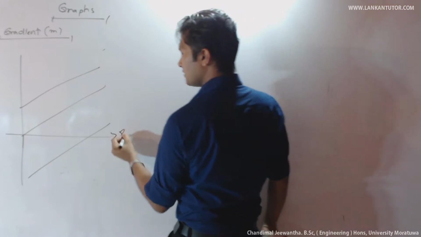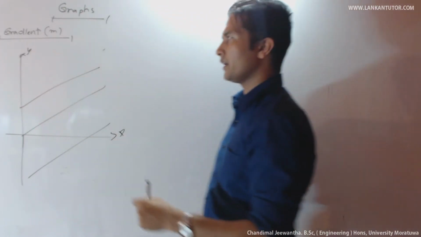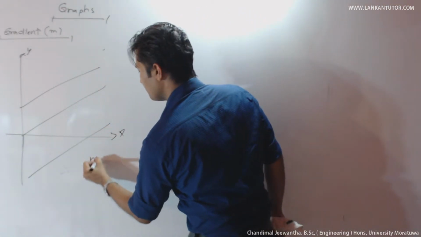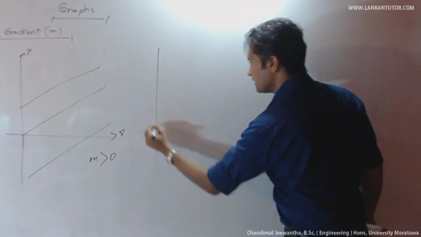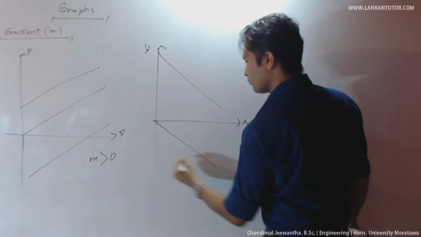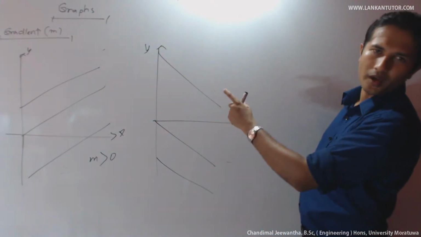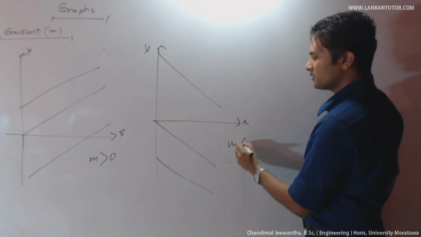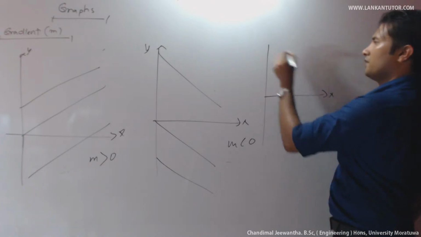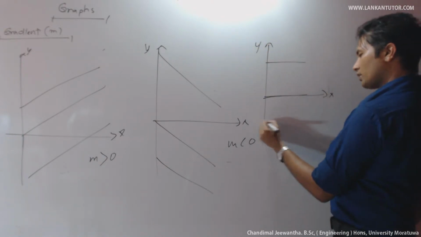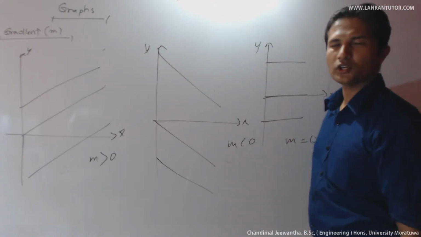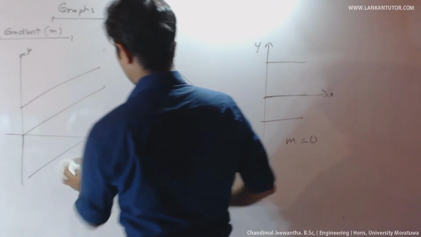So all these get the positive gradient because the y value increases with x. So m is positive. Considering the next instance, just like this, what happens here, that is y value decreases with x, which means gradient is negative. Considering the next one, the y value remains unchanged, which means gradient is 0.